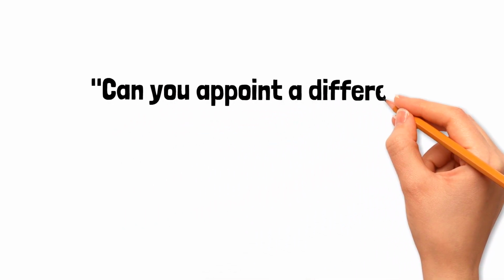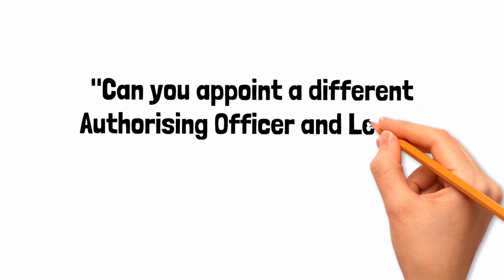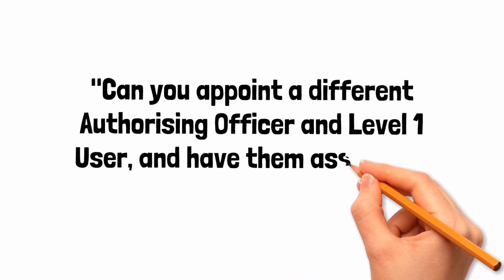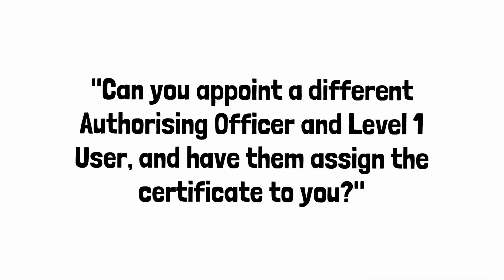But before we come to that, there's another related question we should answer, which is, can you appoint a different authorising officer and level 1 user, so not yourself, and have them assign a certificate of sponsorship to you? So in other words, this is the situation where you're looking to apply for a skilled worker visa, you're not settled or British, and you want to incorporate the UK company and appoint a different authorising officer and level 1 user and have them assign the certificate to you. Can you do this? Well, it depends on whether the job is genuine.